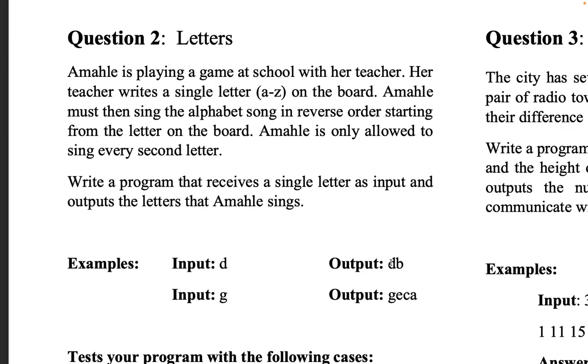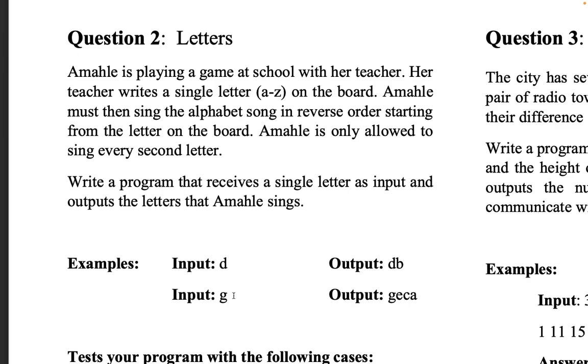Of course, this makes sense because if you have A, B, C, D all the way to D, if you go in reverse order, starting with D, you're going to skip C and then go to B. But then once you are in B, you need to skip A, and after A there is no letter. So it means your final output should just be DB.